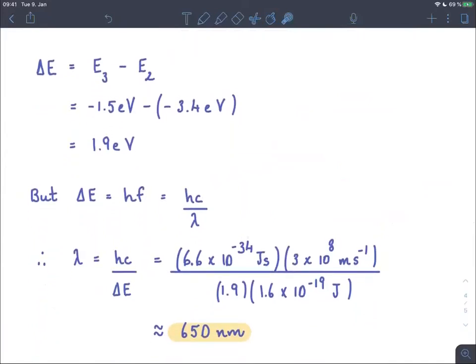So the energy difference between the second and third energy levels is 1.9 electron volts. But we know that this change in energy is equivalent to hf or hc on lambda, since f, the frequency, is c on lambda, where c is the speed of light, 3 times 10 to the 8 meters per second, h is the usual Planck's constant, and the change in energy is 1.9 electron volts multiplied by this conversion factor here to convert it to joules, and this gives a wavelength of around 650 nanometers.